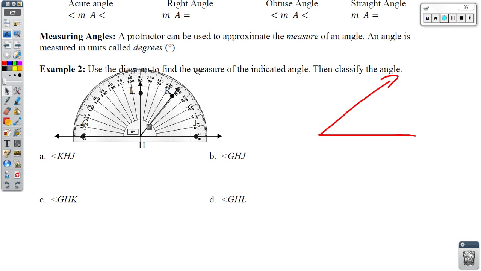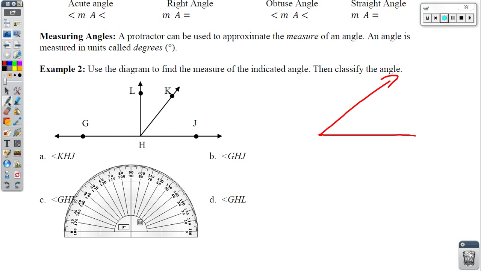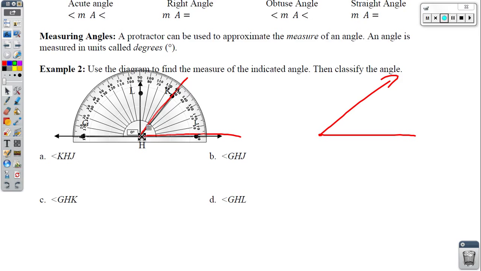So KHJ, that's going to go, let's see, KHJ, I can't see with the protractor there. So KHJ is this one right here. So take the protractor, put the crosshairs on the vertex, and then you can see up here on the right side, the angle opens up this way, and so we're going to start from 0 on the right side and count up. So this one's just over 50 degrees. Call it maybe 52. So this is a 52-degree angle.